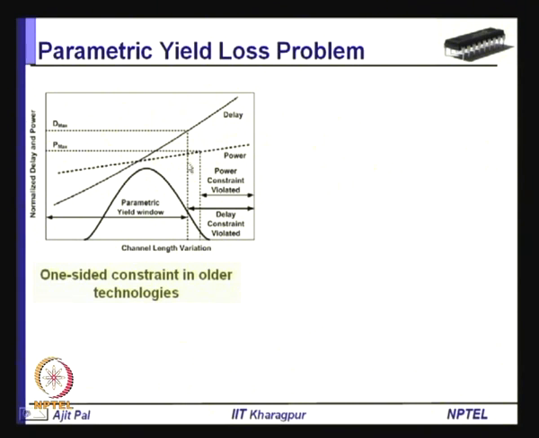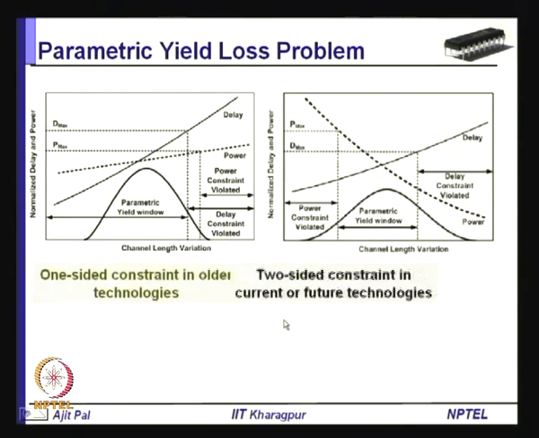So, you have a kind of limit on the delay and also on the power. If you set this D max and this P max, these two limits on delay and power will force you to discard the chips, that means those dies which are lying in this range. So, essentially it is a one sided constraint in older technologies, but unfortunately the situation has changed in present day technology, where it has become a two sided constraint.